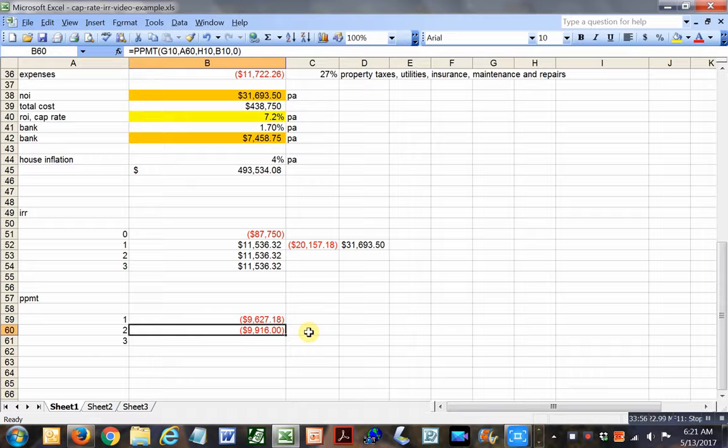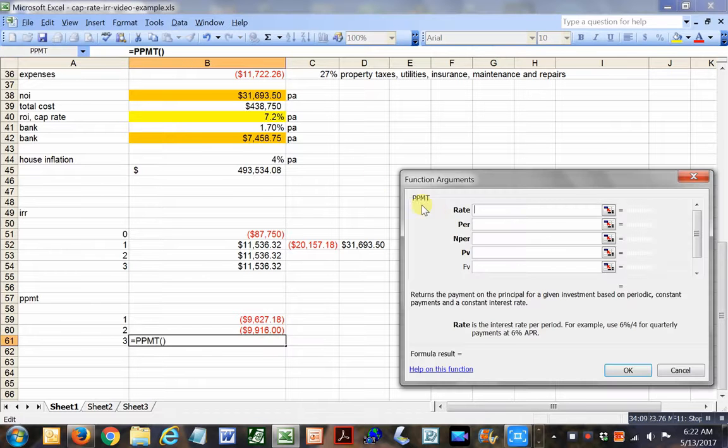And you notice in the second year, we paid off a little bit more principal. So if you know something about mortgages, the payment amount stays the same, but the amount of interest you pay every year goes down a little bit, and the amount of principal you pay goes up a little bit. So that's a good thing for you as the landlord. You're paying off more of your mortgage. Your tenant is really paying off more of your mortgage.